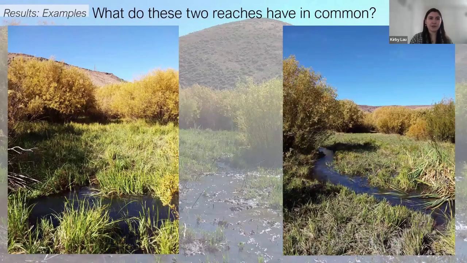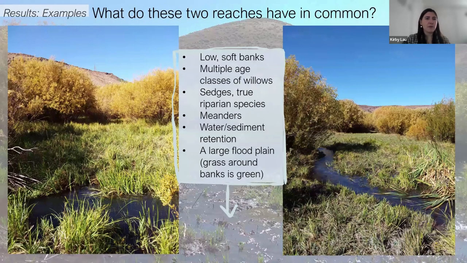And so, with those results in mind, I just wanted to run through a few examples of stream reach ratings at the ranch. So first, these two reaches are in pretty different places on the ranch, but you'll notice they look similar and have quite a bit in common, including low soft banks, multiple age classes of willows, sedges and other true riparian species, meanders and water or sediment retention, as well as a large floodplain.